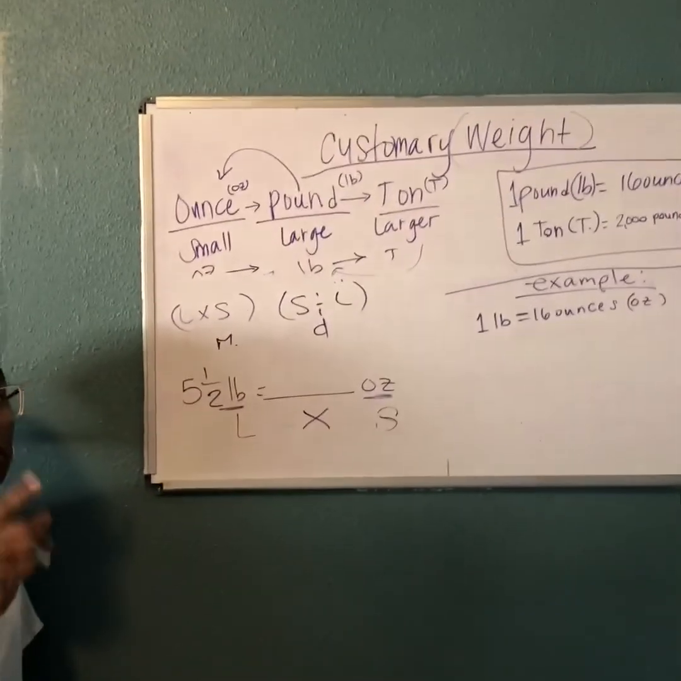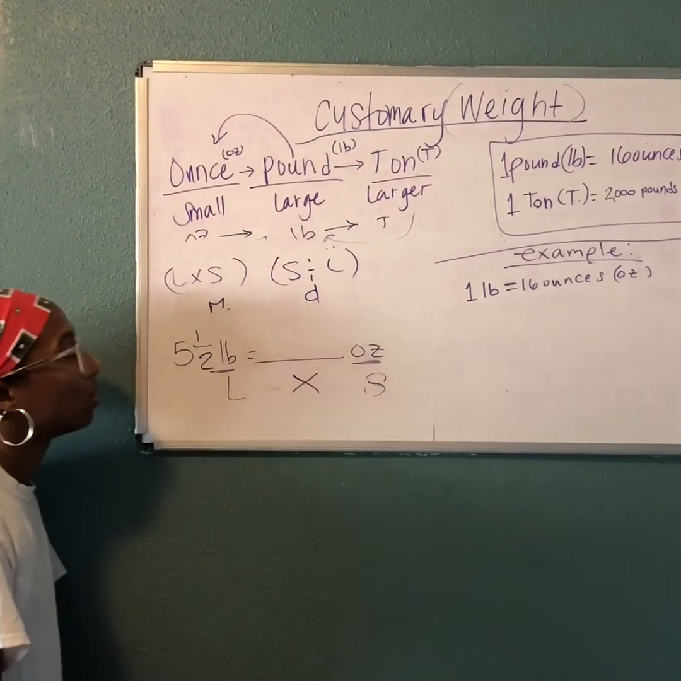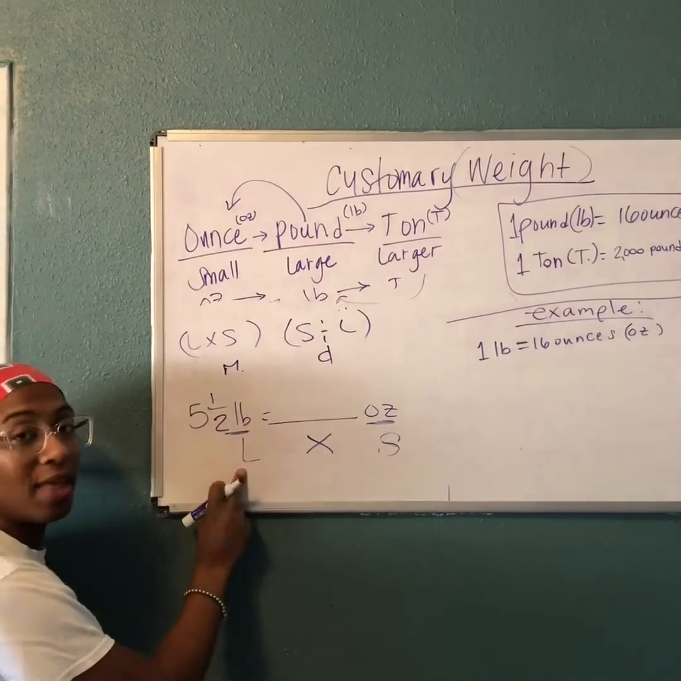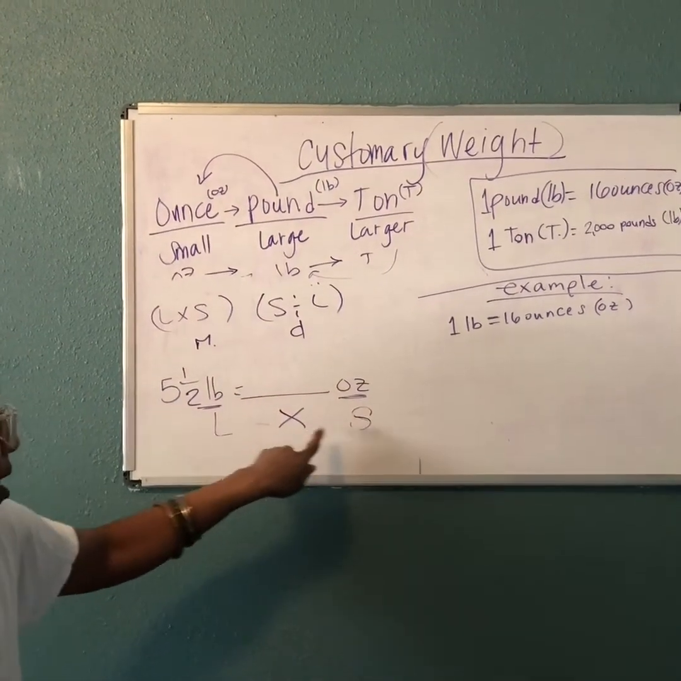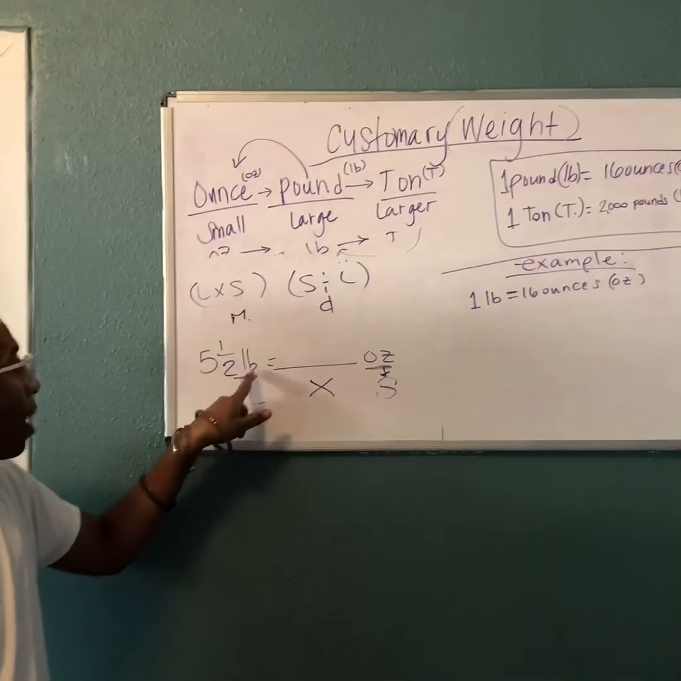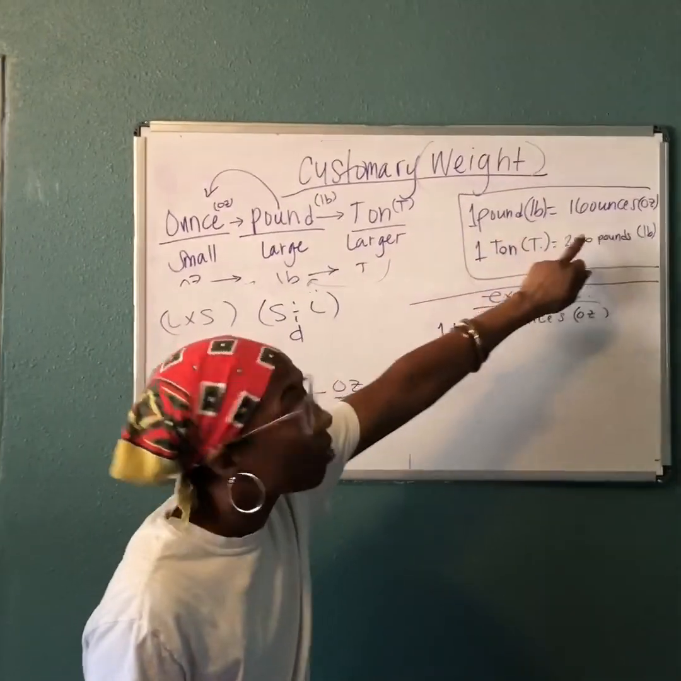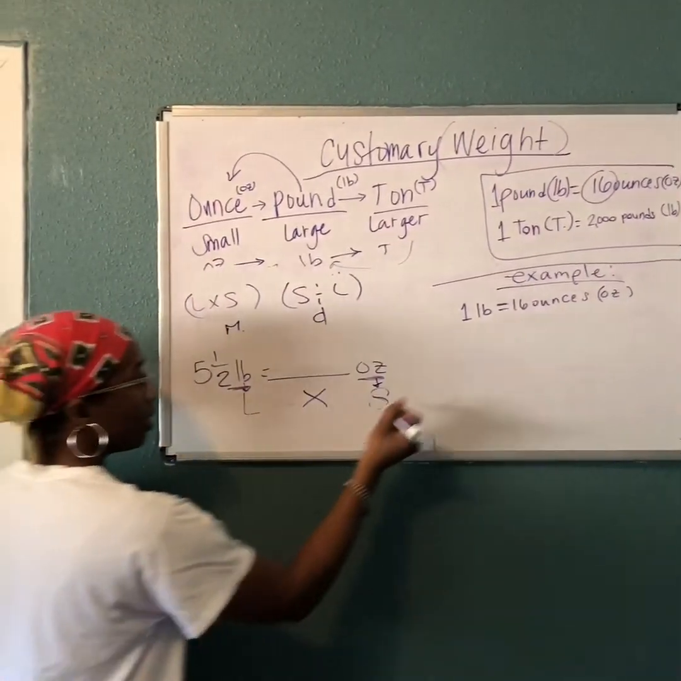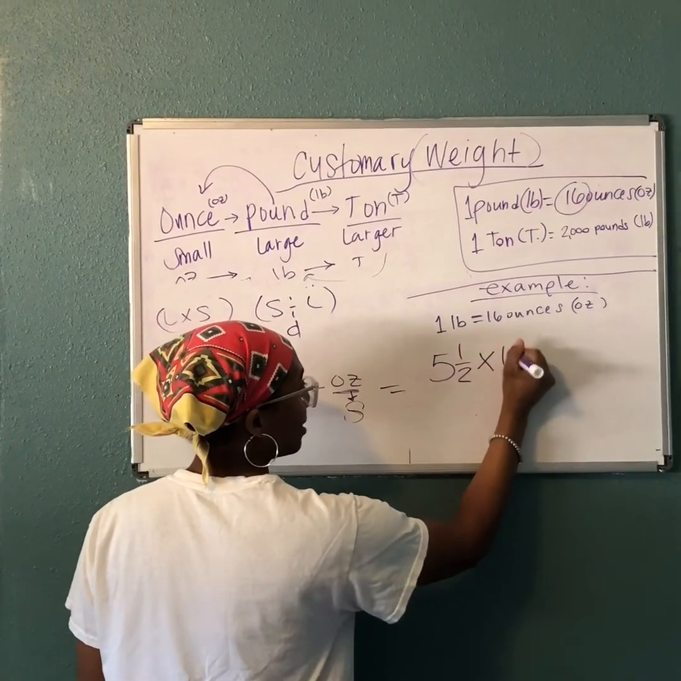Before you start the problem, always look at the pounds and the ounces first. A pound is larger than an ounce, so you already know that when we change a large unit to a smaller unit, we have to multiply. Write that underneath each one first before you even start. Now we're starting with the pound. 1 pound equals 16 ounces, so we take our 5 1/2 and multiply it by 16.